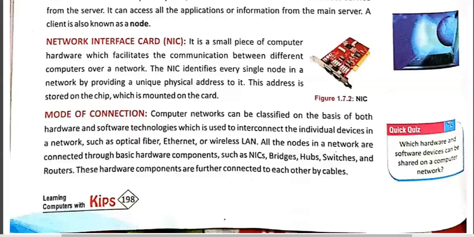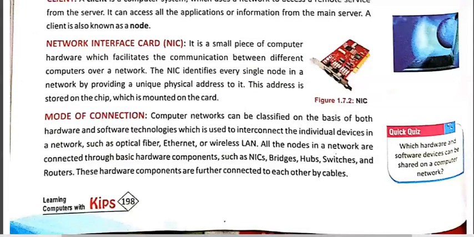The next topic is mode of connection. The computer networks are categorized according to the software and hardware resources. That means we must need the combination of software as well as hardware for connecting one computer to another computer. So, for that purpose, we must need some of the basic network hardware components like network interface card, that is NIC, bridges, hubs, switches, and routers also. And for connecting these devices to the computer and network, we must need the cables or wireless LANs.